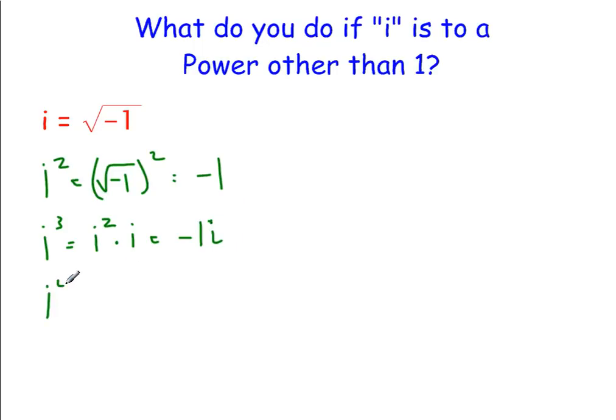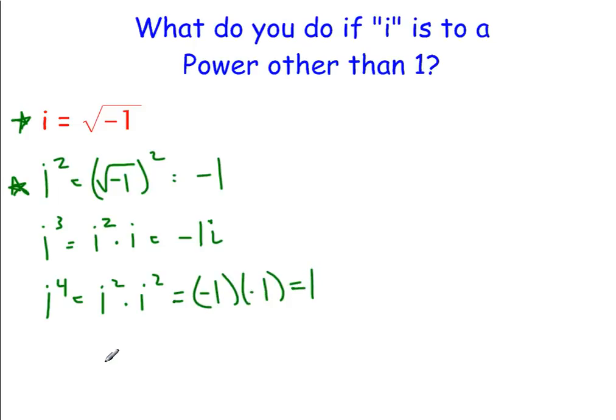Let's try another one. What if I have i to the 4th? Well, I could break that down to i squared and i squared. i squared is a very powerful one to know. This is probably the most important, besides obviously the first, because you can break everything down into i squareds. i squared is negative 1. Well, if I have negative 1 times negative 1, I get a positive 1.